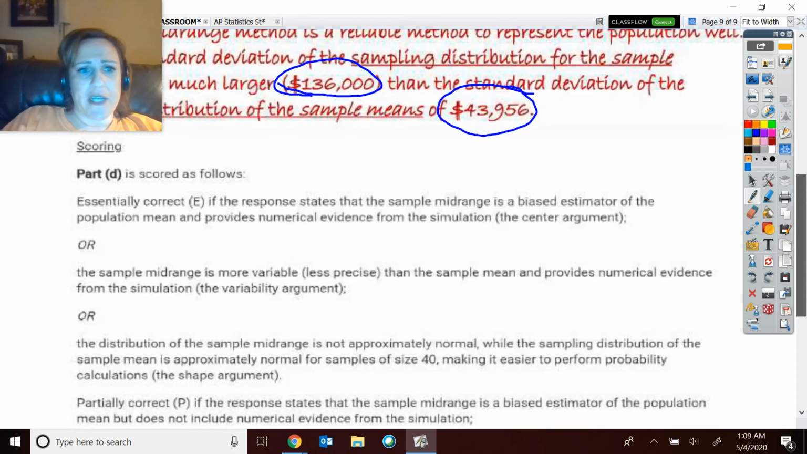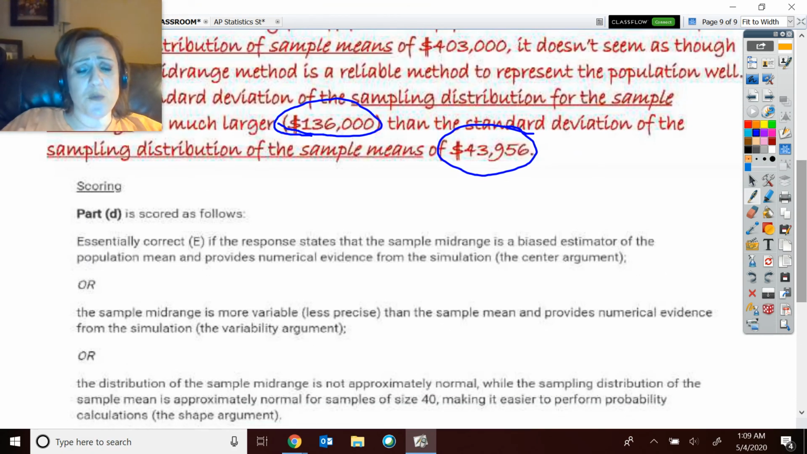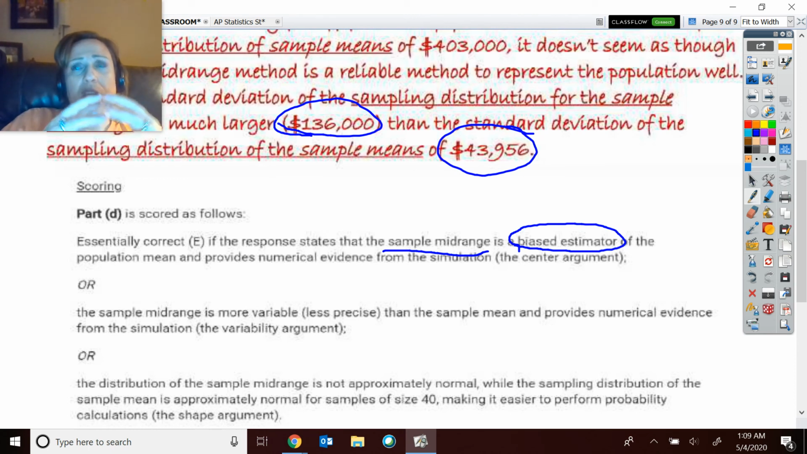So here's how you could get full credit on this one. Essentially correct if you state that this sample mid-range is a biased estimator. So they're saying that your results are going to be pulled in the direction of the skew. And remember how we know the population is skewed right. So this mid-range is going to be very affected by those upper outliers. So that's why it was so biased towards those right-skewed items.